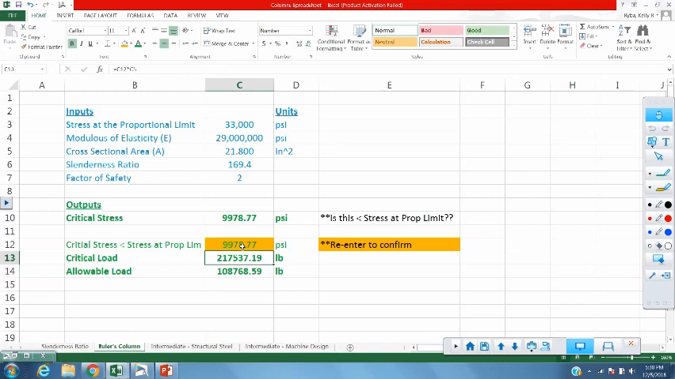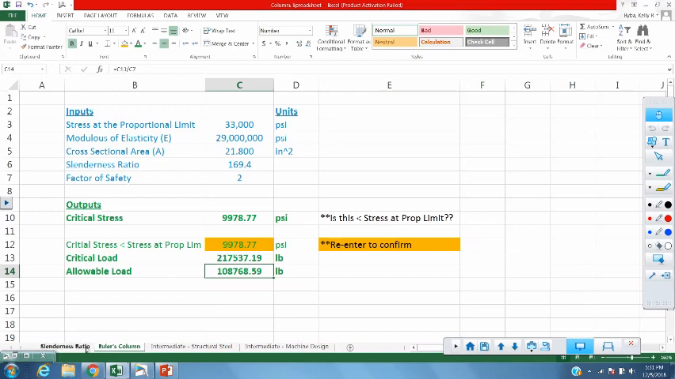And now it calculates my critical load and my allowable load. Remember, the critical load is the load at which it is on the verge of buckling. Buckling is considered a failure mode, so we don't want to go all the way up to that critical load, and that's why we apply a factor of safety. So we're going to say we only want to go half of that, and that's what the allowable load is. So critical load is PC, allowable load is PA.